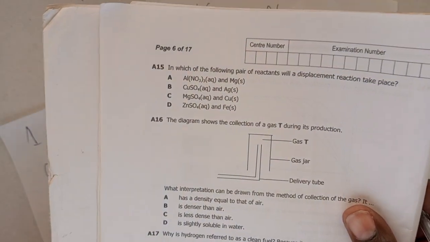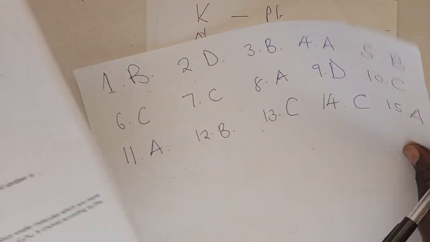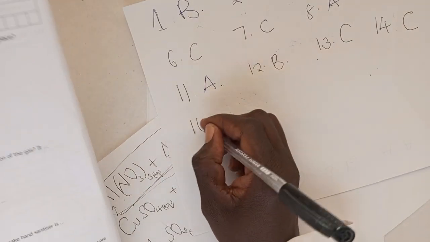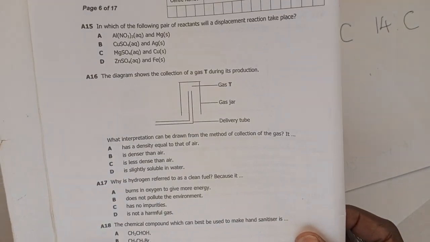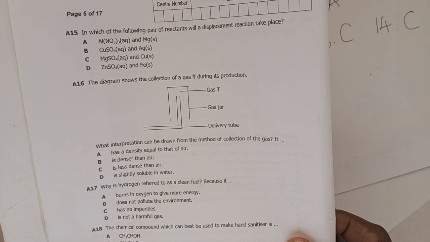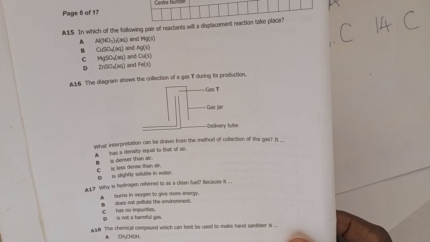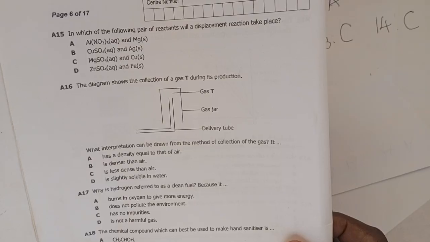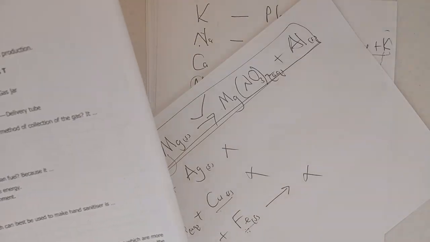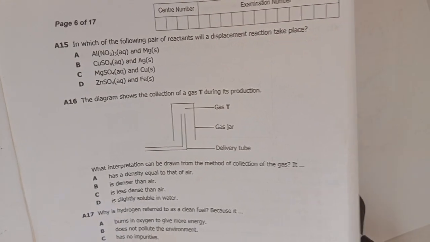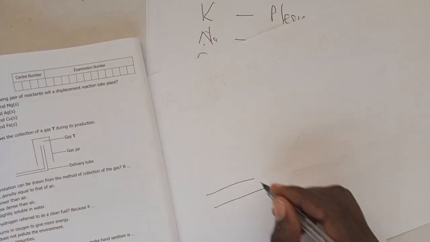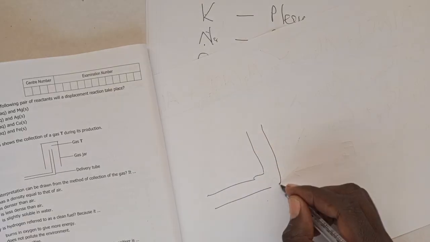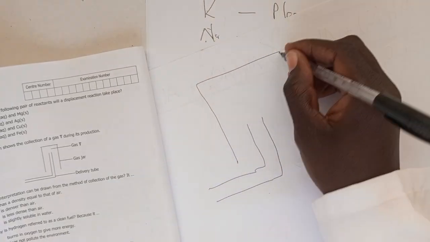We move on to question 16. Question 16 reads, the diagram shows the collection of a gas T during its production. So now there is this method of collecting this gas. Okay, you have the delivery tube here, and you have a gas jar here.